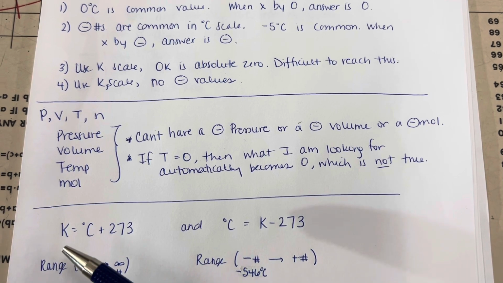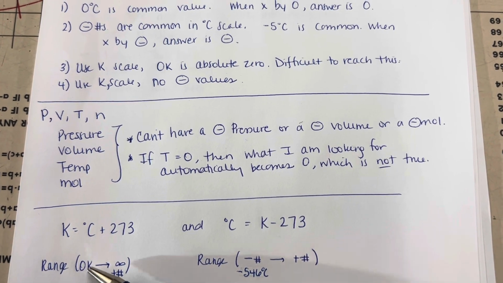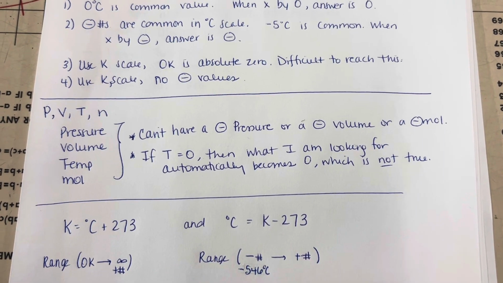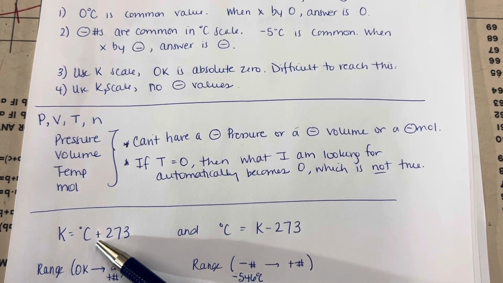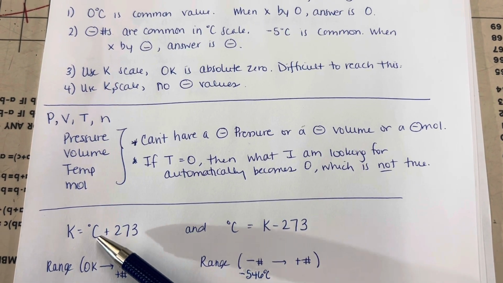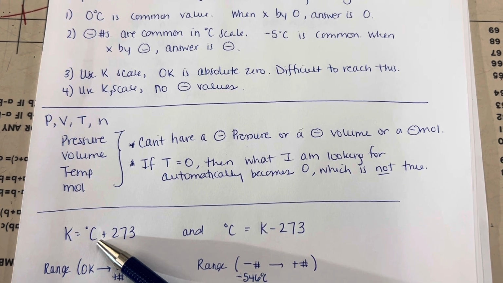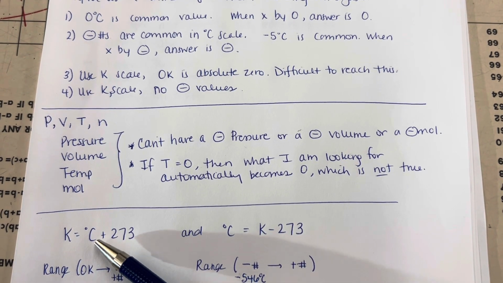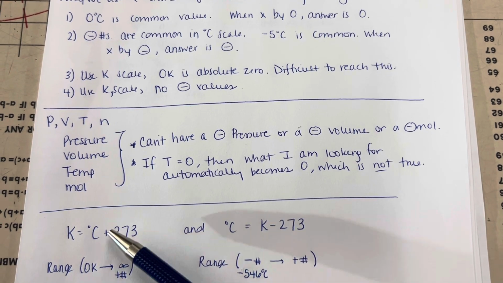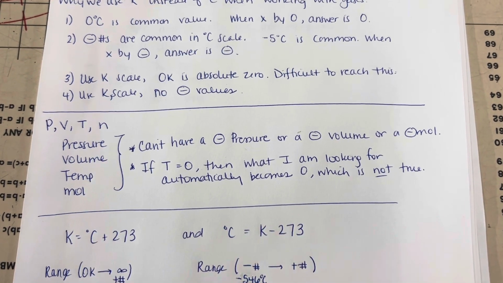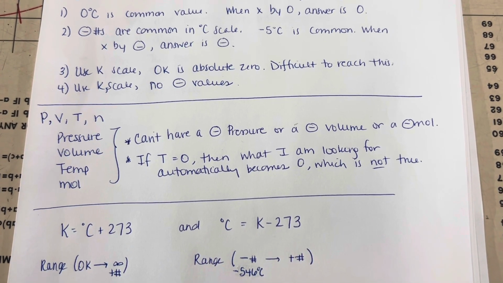So my range for Kelvin here is going to be 0 Kelvin to some positive number. That means that the lowest possible value that degrees Celsius can be is minus 273. So minus 273 plus 273 means that you would have a 0 Kelvin, absolute 0.